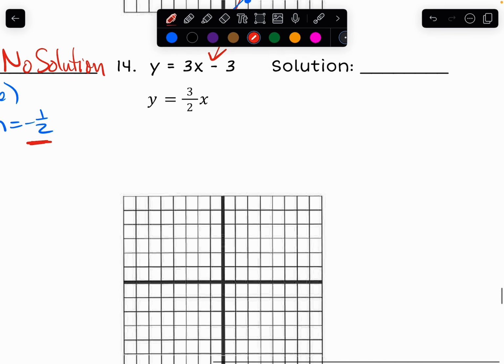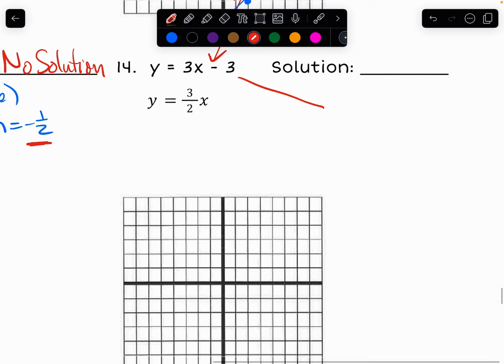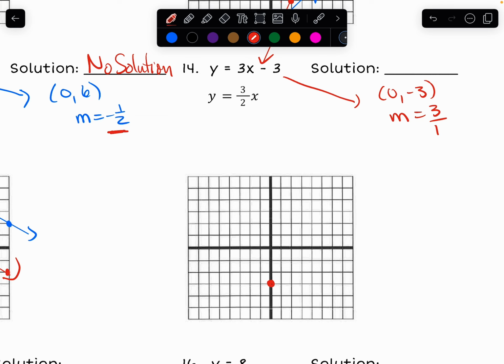Okay, number 14. This one right here has a y-intercept of negative 3. It has a slope of 3, which is 3 over 1. I go down to negative 3. I go up 3 and I go over 1. Up 3 over 1, up 3 over 1, or down 3 over 1. And I draw my line.